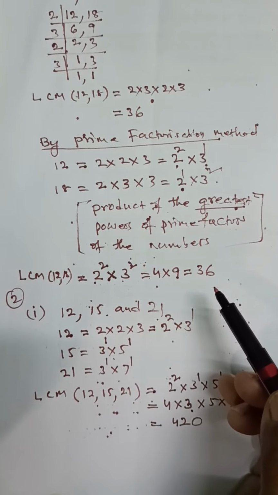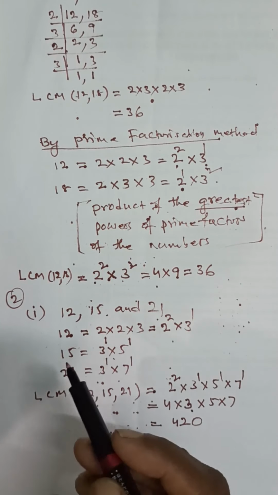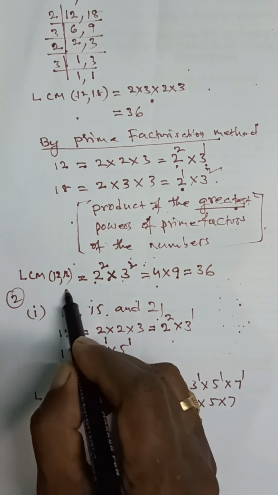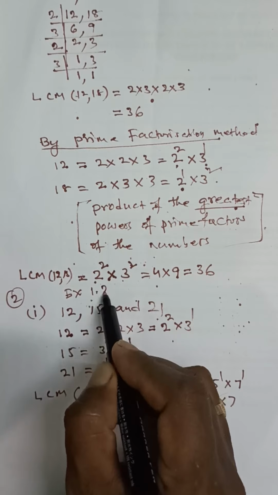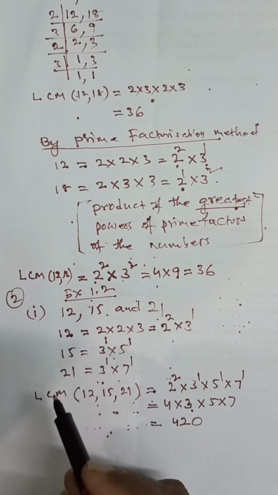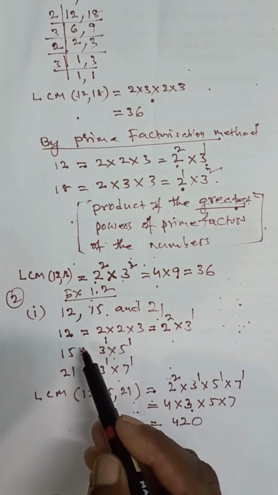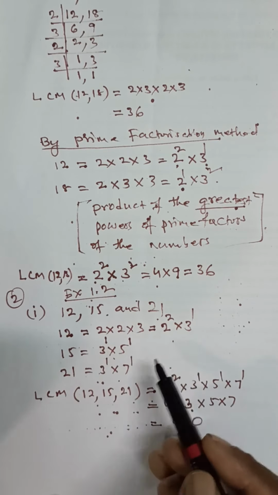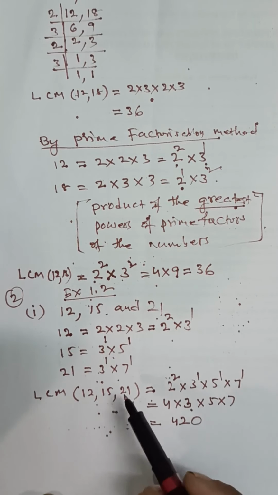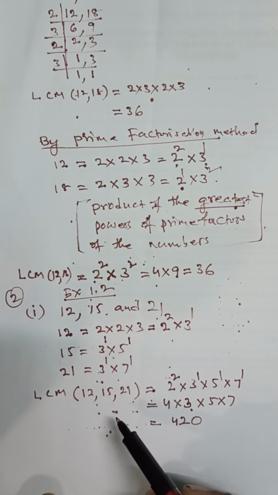In the same way, here is one more problem from exercise 1.2. In the second bit, the first problem: find the LCM of 12, 15 and 21. 12 we can write as 2 square into 3 to the power of 1, 15 is equal to 3 to the power of 1 into 5 to the power of 1, and 21 is equal to 3 to the power of 1 into 7 to the power of 1.